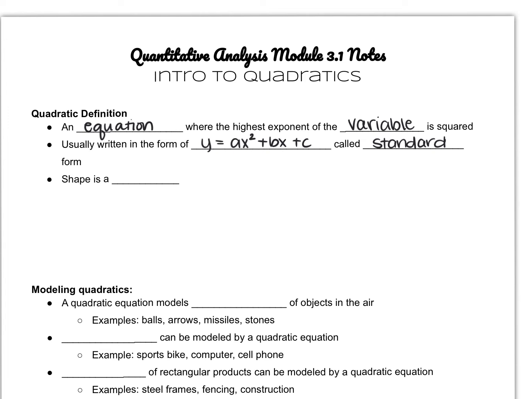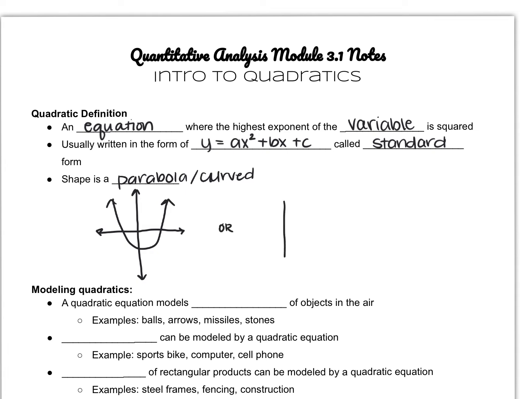The shape is a parabola, or you can refer to it as a curve. So just to review a little bit about the shape of a parabola, you can have a parabola that opens up, or you can have a parabola that opens down.